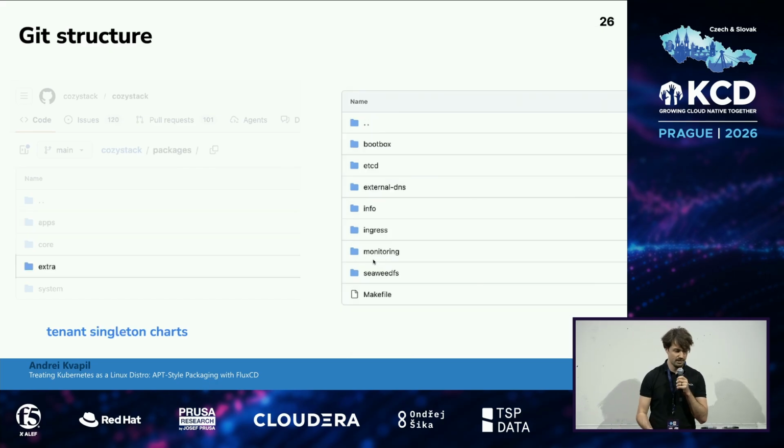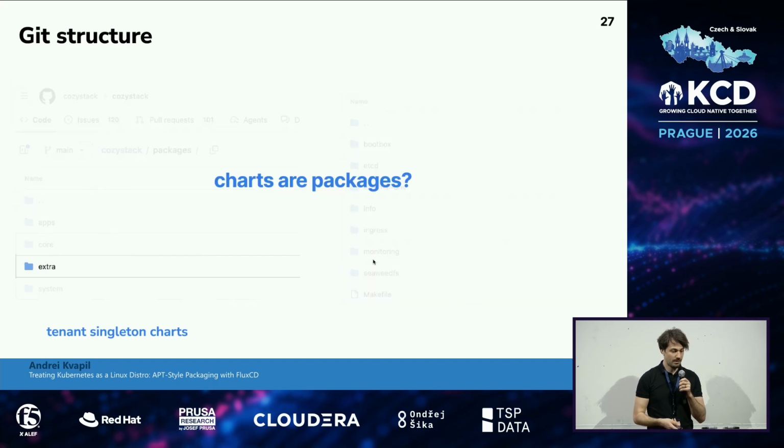We also have an extra, slightly tricky group: tenant modules. These are tenant singleton charts, usually dependencies that make other components work. For example, if your user wants to deploy an S3 bucket, they need to have storage deployed in their tenant namespace. If they request a Kubernetes cluster, they need an etcd running, which stores the data for this Kubernetes cluster. I usually say charts are packages. In fact, Helm is a package manager, so why not?